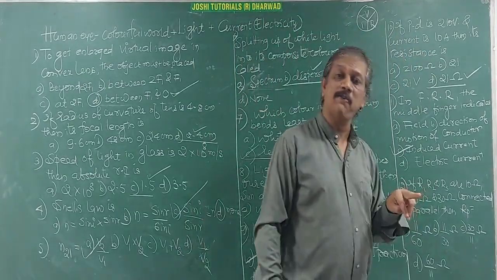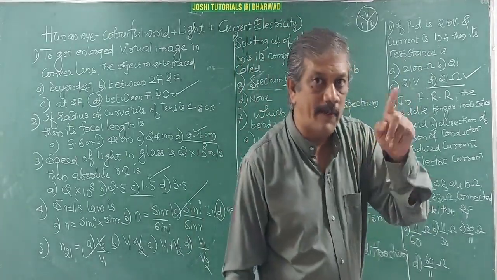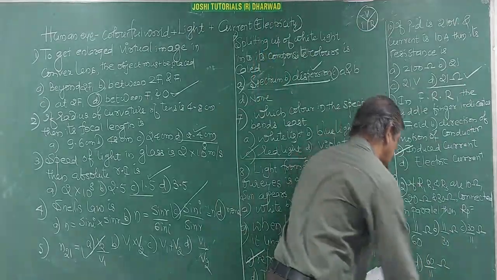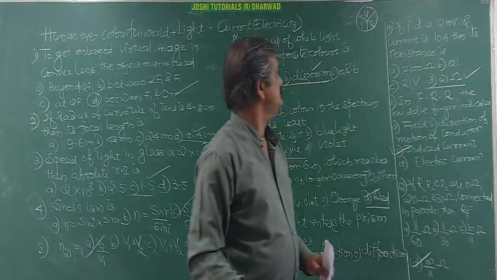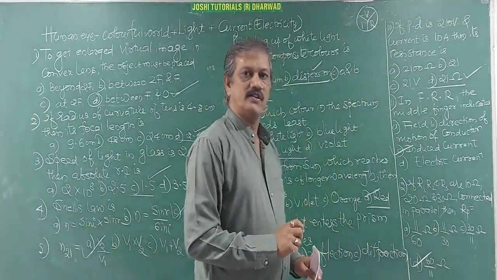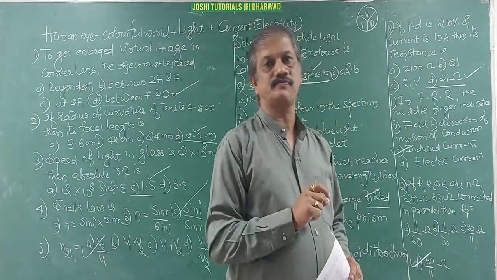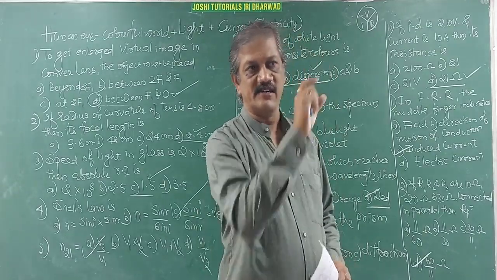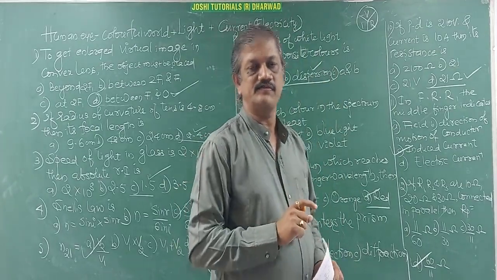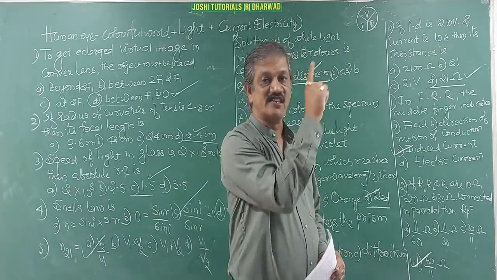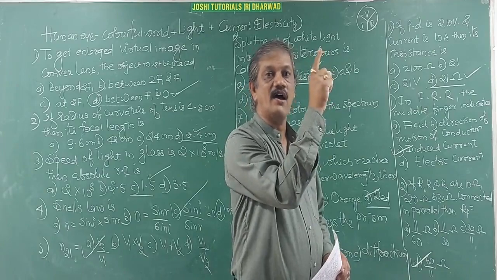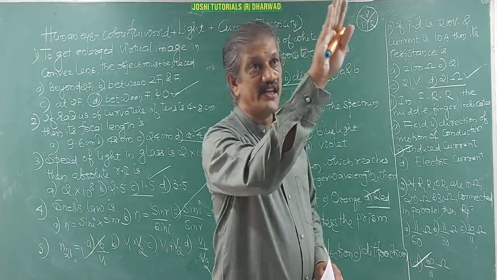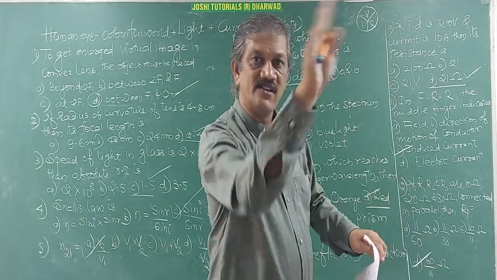But it is 1 by RP. 1 by RP equal to 11 by 60. Then RP will be 60 by 11. It is D. 60 by 11 ohms. 10, 20, 30, LCM is 60. 10 six times, 20 three times, 30 two times. 11 by 60 is 1 by RP, reciprocal is 60 by 11.